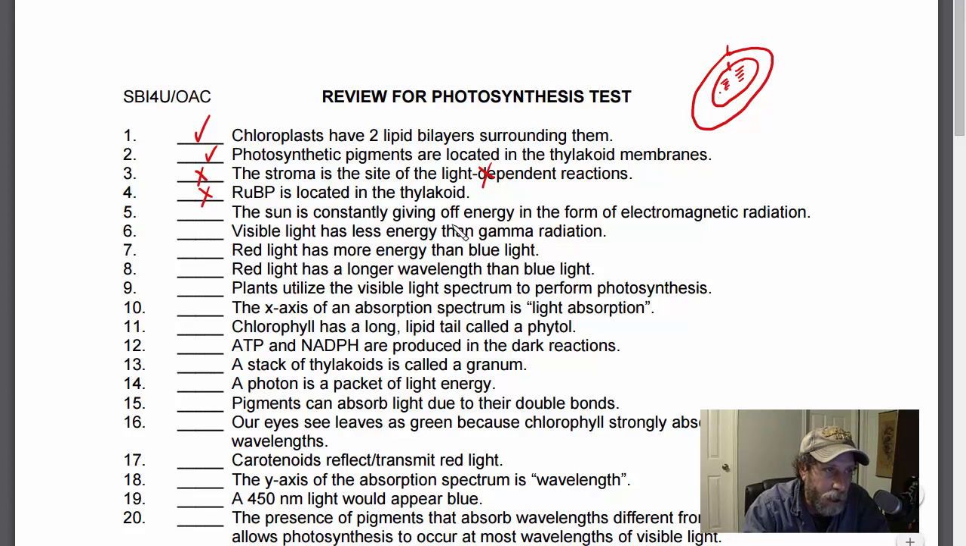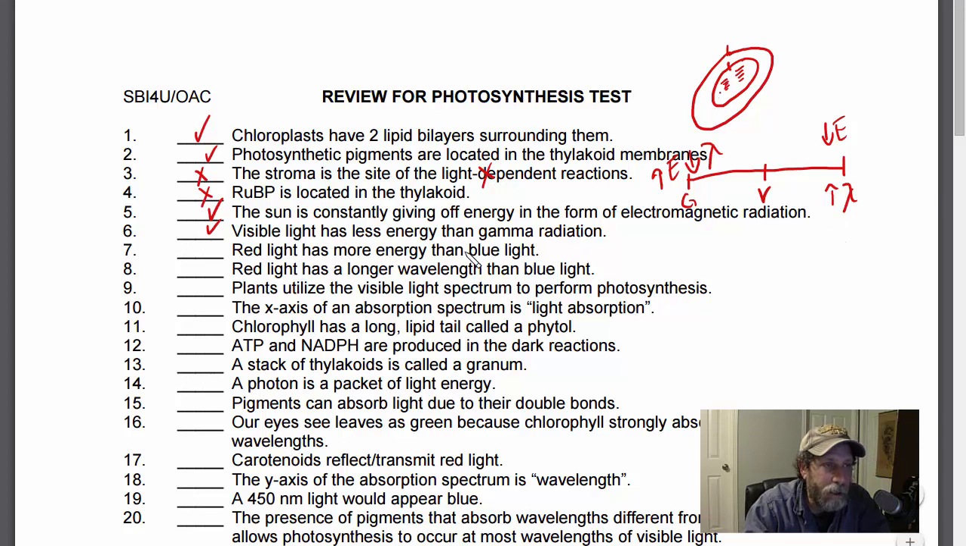Number five, the sun is constantly giving off energy in the form of electromagnetic radiation. Well, that is, of course, true. Number six, visible light has less energy than gamma radiation. That is going to be true. So if you look at the electromagnetic spectrum, all of those rays, visible light, let's say, is in the middle. Gamma rays are way out here. They have high energy and very small wavelength, that lambda thing. Whereas if you go down in this direction, you get decreased energy, but a larger wavelength.